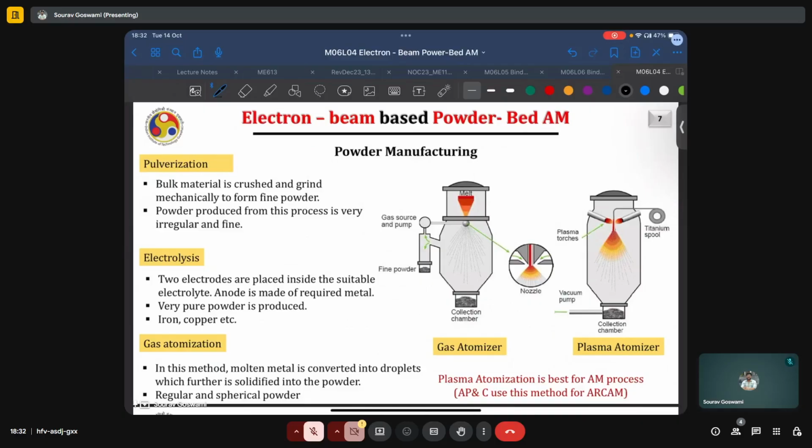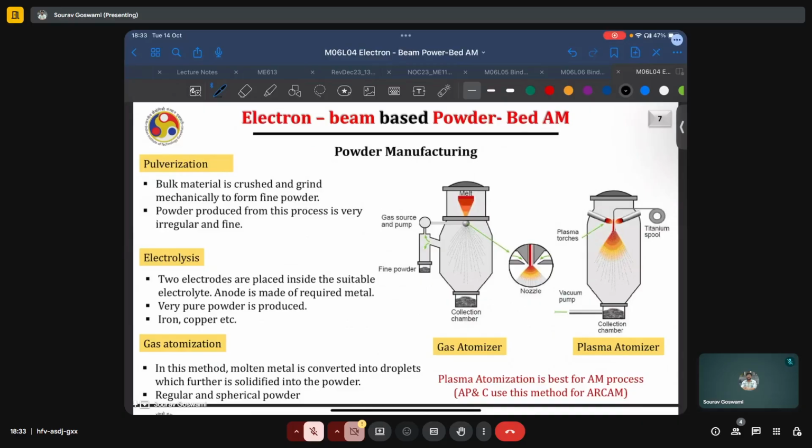We have already looked at the atomization class of processes, chiefly looking at water atomization, gas atomization, and plasma atomization. In gas atomization, molten metal is converted into droplets, which further are solidified into the powder. And this process produces regular and spherical powders.